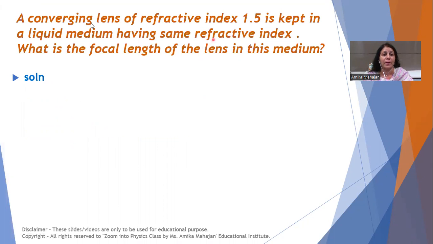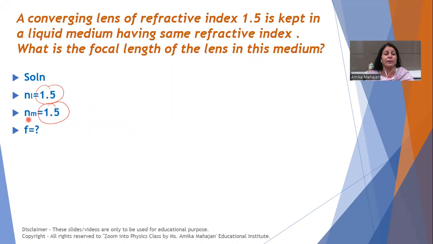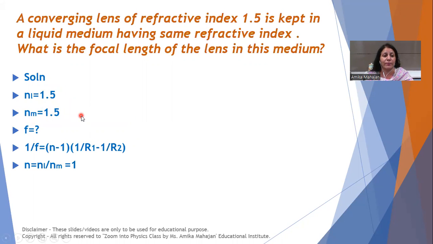A convex lens of refractive index 1.5 is kept in a liquid medium having the same refractive index. What is the focal length of the lens in this medium? Converging lens means I am talking about a convex lens. So the refractive index of the lens is 1.5 and the medium also has refractive index 1.5.